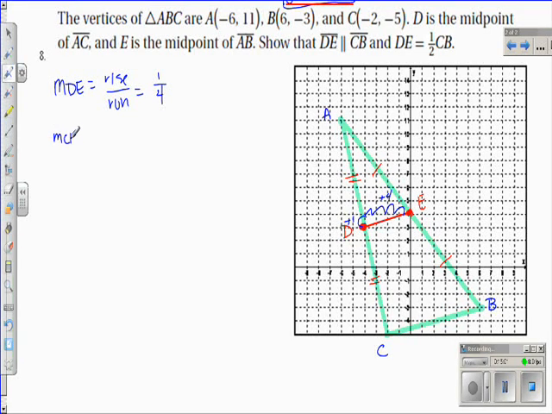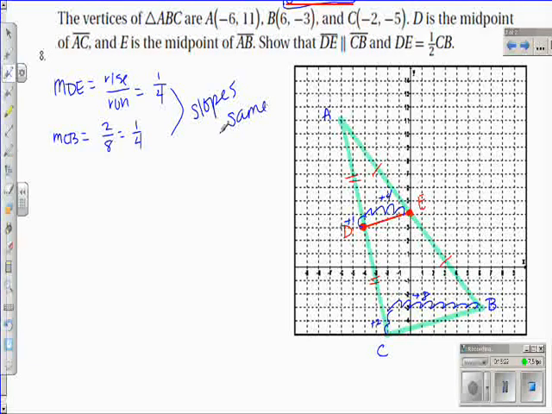The slope of CB, we can do the same thing. Rise up 2, run 1, 2, 3, 4, 5, 6, 7, 8. This would be 2 over 8, which simplifies to 1/4. Since the slopes are the same, then that implies that DE is parallel to CB. Okay, that's how you could prove that.